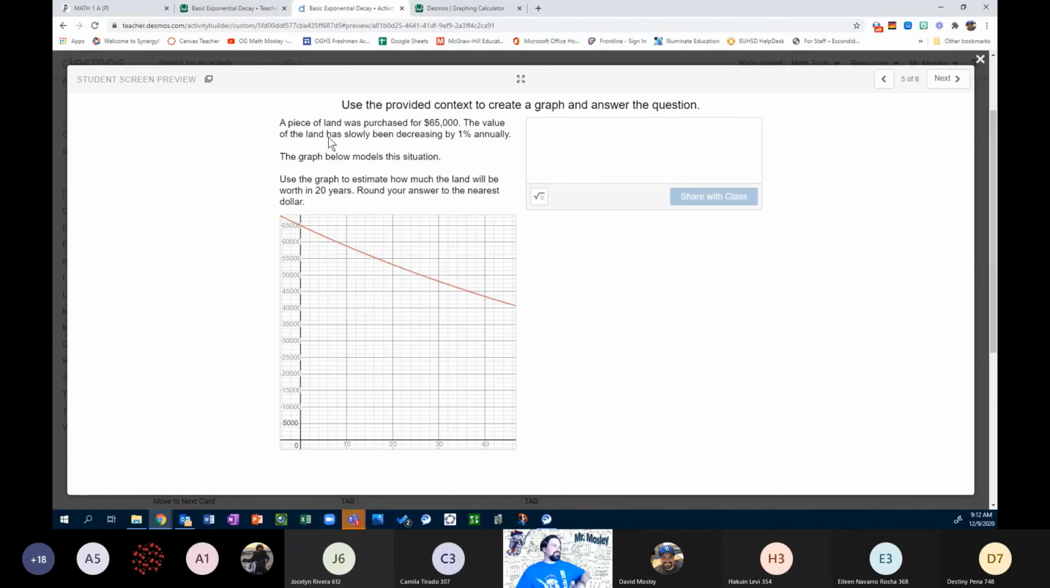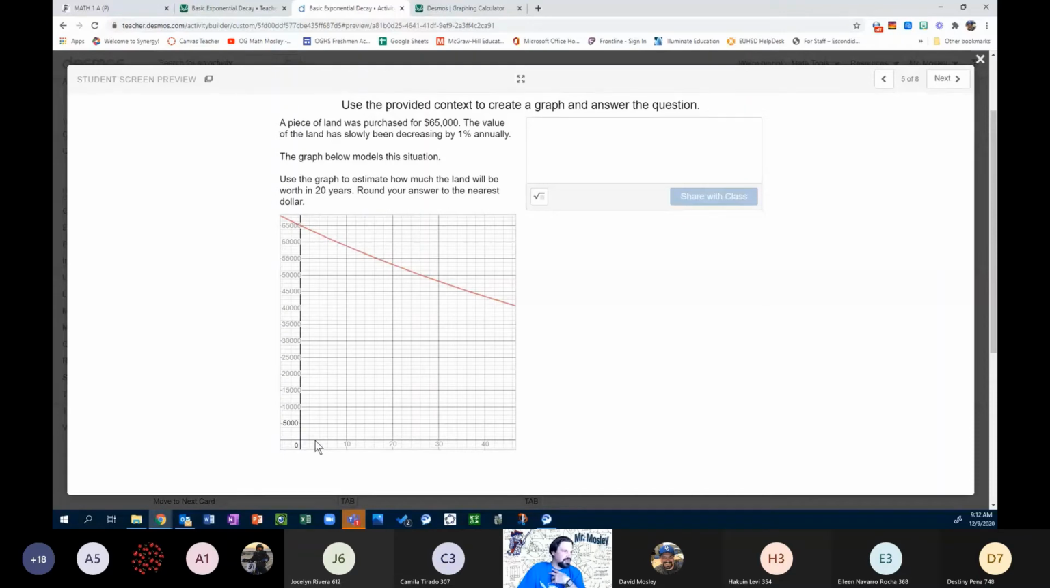Next one here. All right. Use the provided context to create a graph. Well, I made the graph. I had to change this question because I couldn't make it work the way I wanted. And answer the question. A piece of land was purchased for $65,000. The value of the land has slowly been decreasing by 1% annually every year. The graph below models the situation. Use the graph to estimate how much the land will be worth in 20 years.